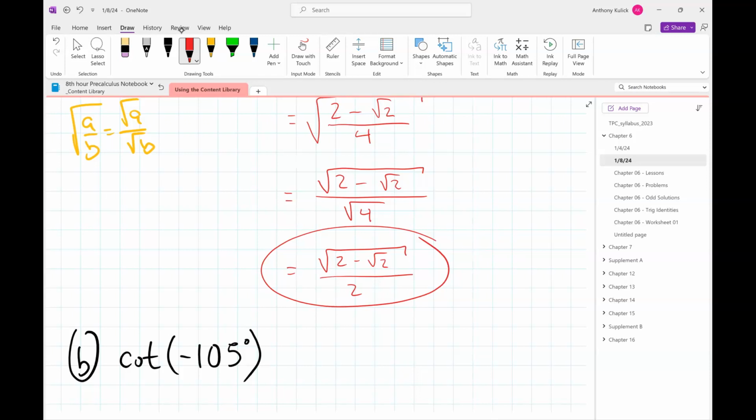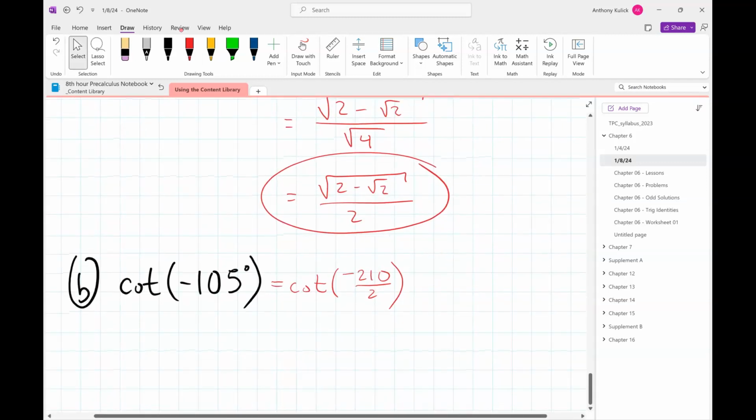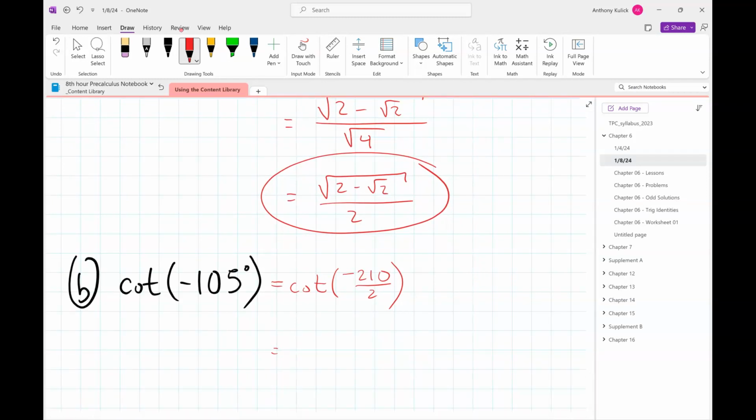First things first. I'm going to try to rewrite this as a half angle. So negative 105 is half of what? Who can do it in their head? Negative 210, thanks, said you. Now, is negative 210 a unit circle angle? Yes. Yeah, how could you tell? Yes, the unit circle says. But this is negative 210, not positive 210. Shoot.